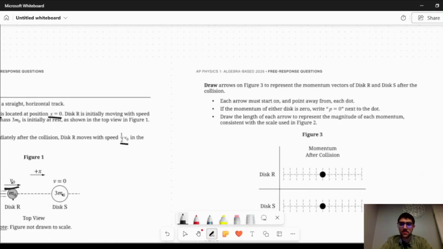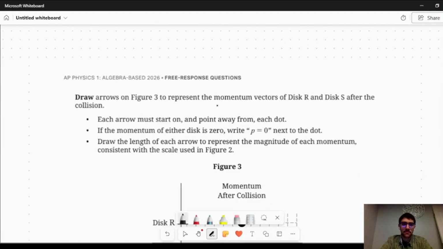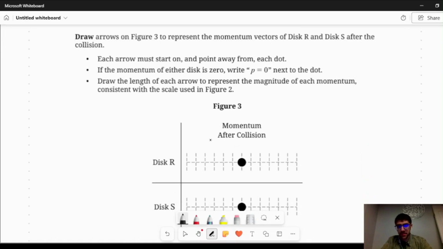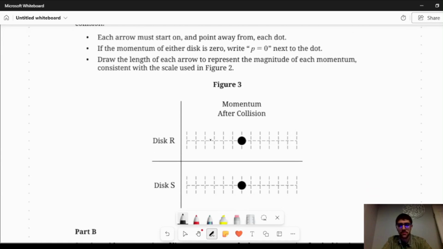So what does it want us to do? It says draw arrows on figure 3 to represent the momentum vectors of disk R and disk S after the collision. It must start in the circle and point away, and if it's 0, the length equals 0. Then draw the lengths relative to the scale using figure 2. Like we said, in figure 2 the total was 4, and m0 v0 is equal to 4. Let's start with disk R because it's easier.